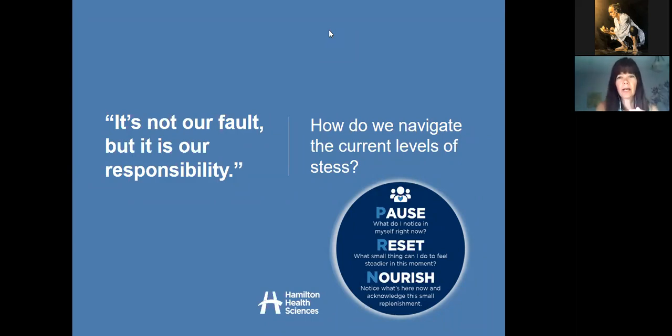So how do we navigate this? That's where I like the framework of pause, reset, and nourish. Okay, so let me pause here for a minute. Just as we're going to go into each of these steps, are there any clarifying questions, Andrea, that I need to address at this point?